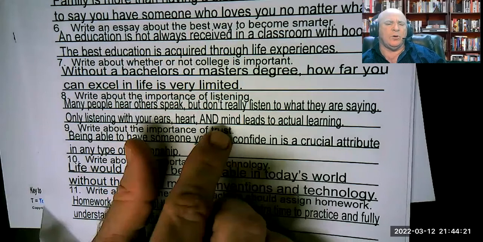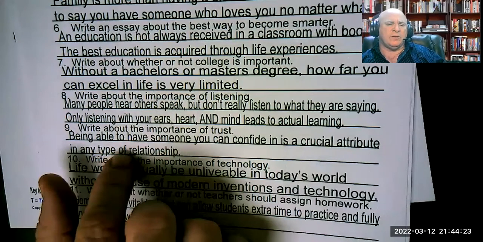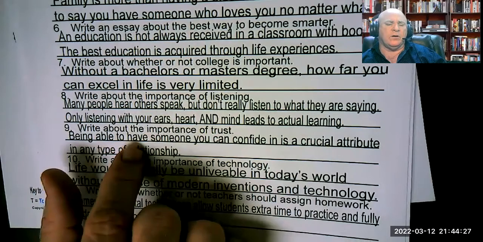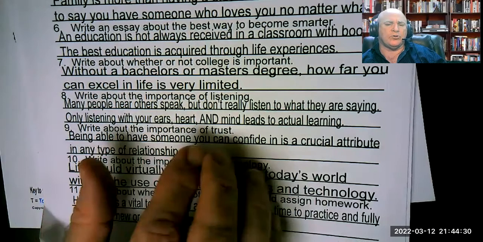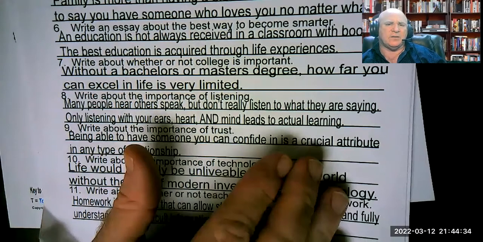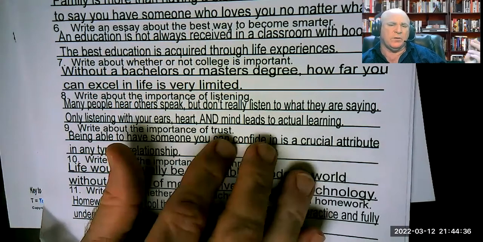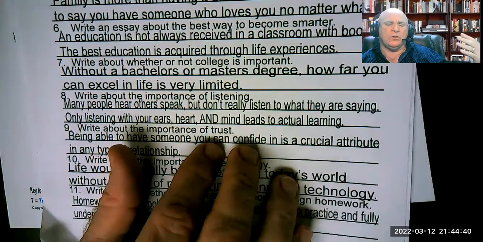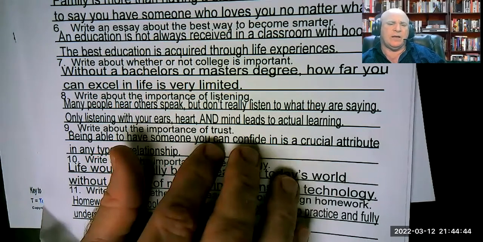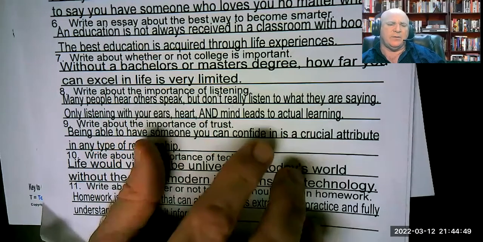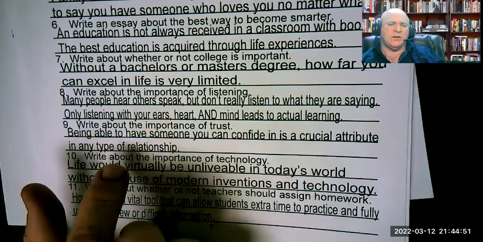So I would give you one or two different examples of the crucial attributes that are needed in order to be able to confide in someone, to tell people things that are confidential so that you can trust that they're not going to spread that information to anybody else. Number 10 out of 11, write about the importance of technology.